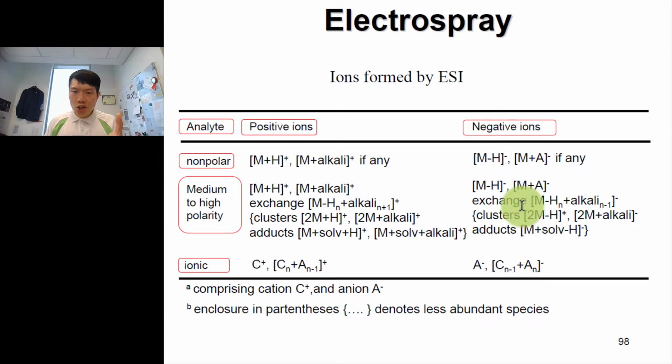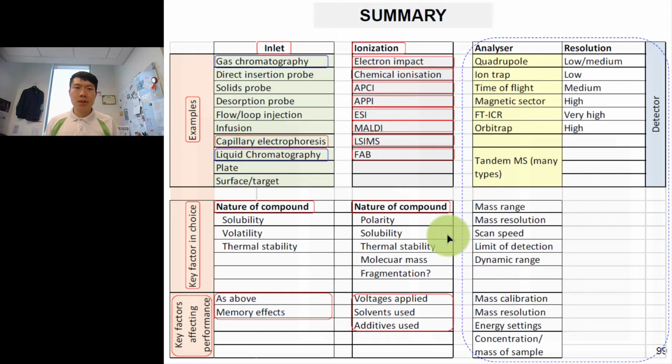You have some exchanges and the clusters, which denote maybe a dimer interacting to form a dark, but it's of a less abundant species. Here is a final summary of all the considerations of mass spectrometry. I think this is very important. Now, for the inlet, how do you inject the sample?